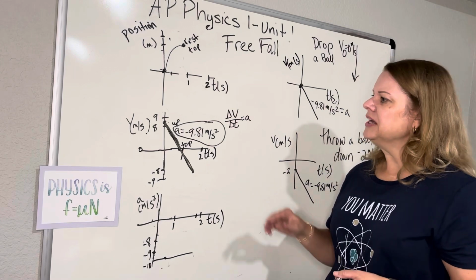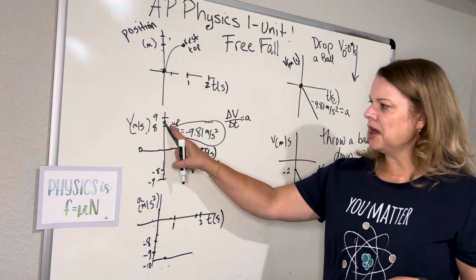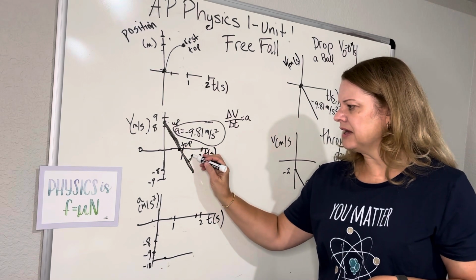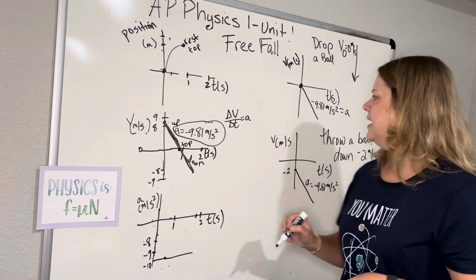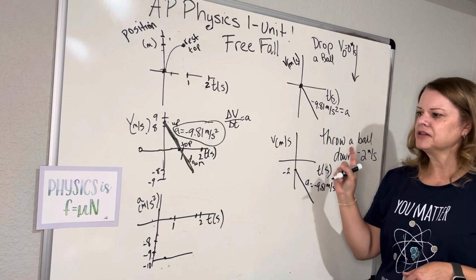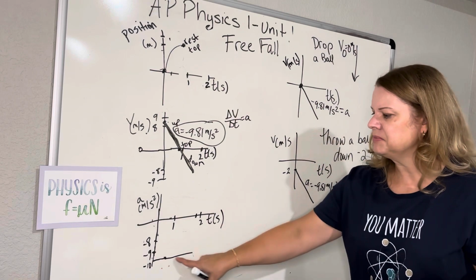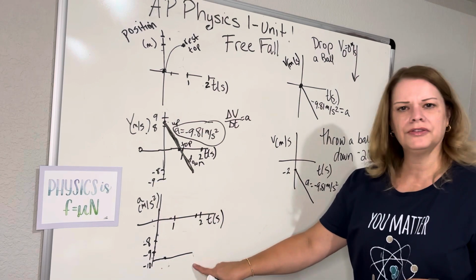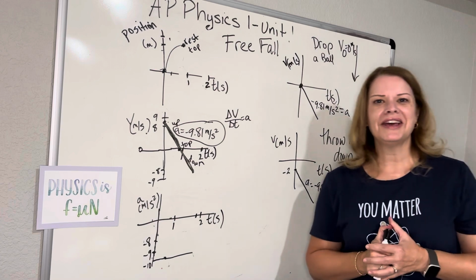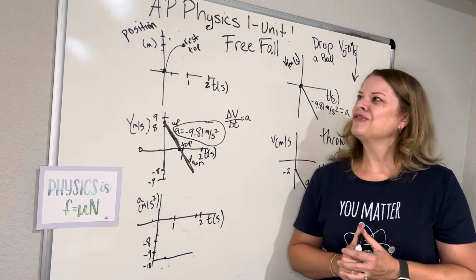And hopefully now you've seen if you throw it up, at the top it's 0. As it's coming down, this is the down part. And then you see one where you drop it and one where you throw it down. Hopefully that's going to really help. And acceleration is going to be the same graph on all of them because it's all negative 9.81 meters per second squared. Hopefully that helps clear up your free fall graphing.